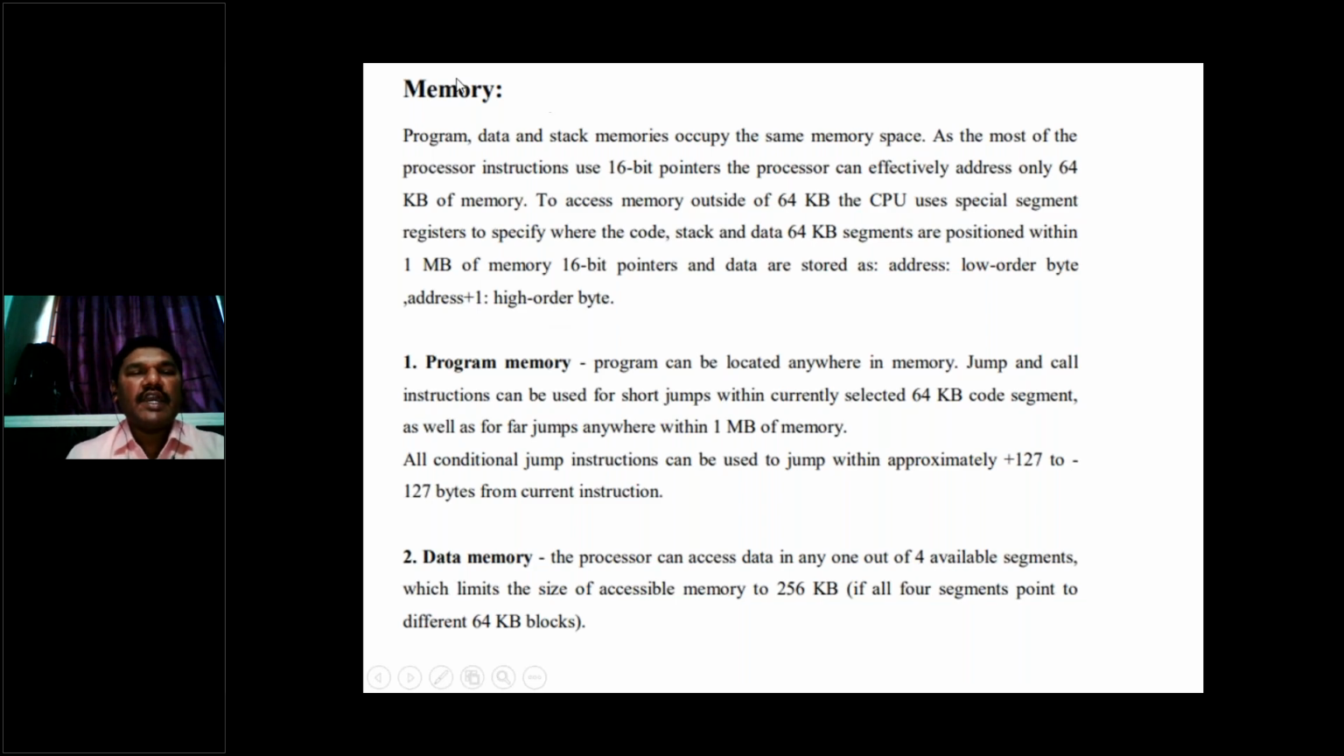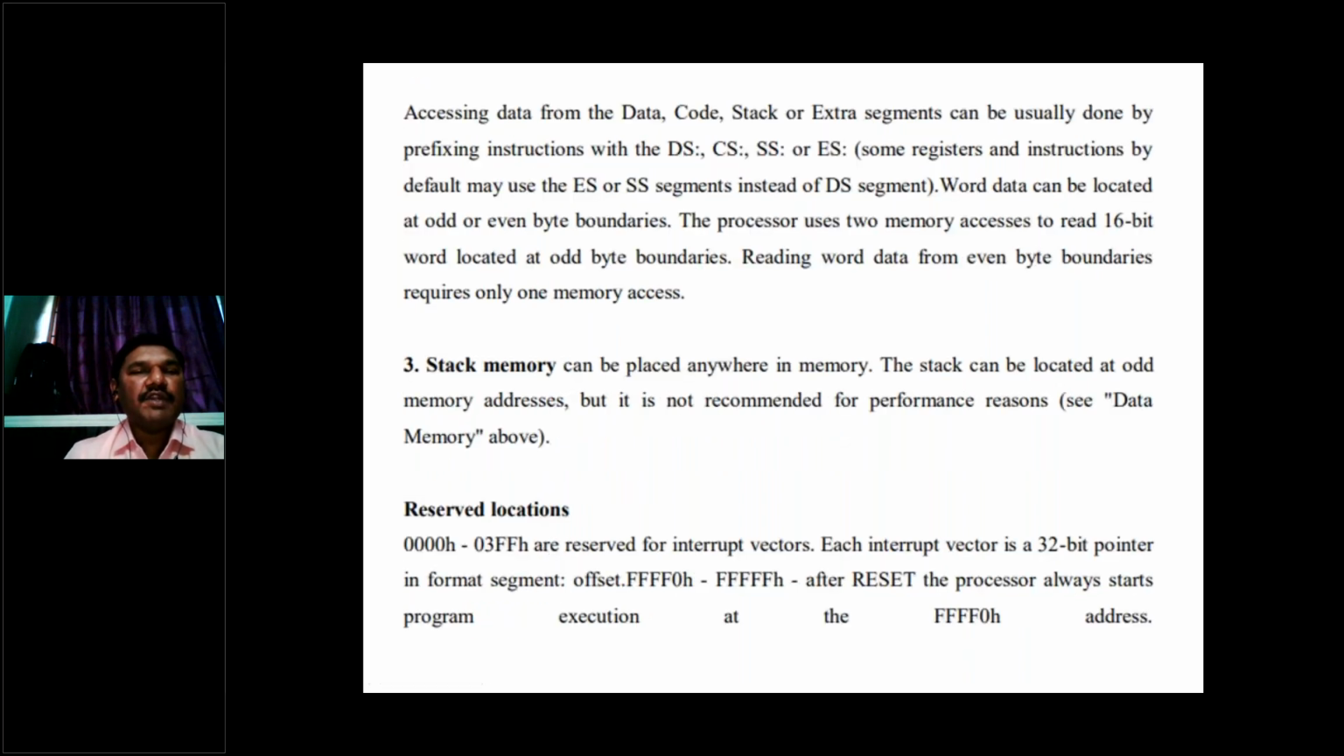16-bit pointers and data are stored as lower address byte and higher order byte. So that's why they have been categorized into three parts. Program memory is used for storing the program instructions, whereas data memory is used to store the user data or system data, and stack memory can be placed anywhere in the memory. The stack can be located at an odd memory address, but it is not recommended for performance reasons.